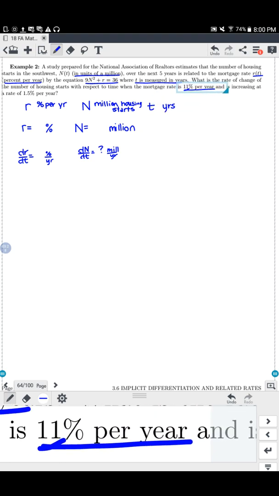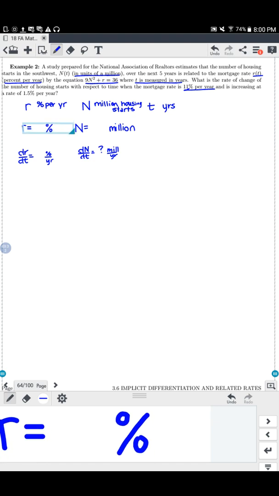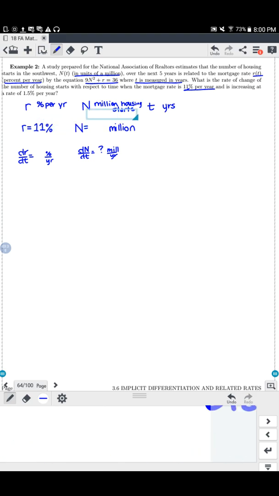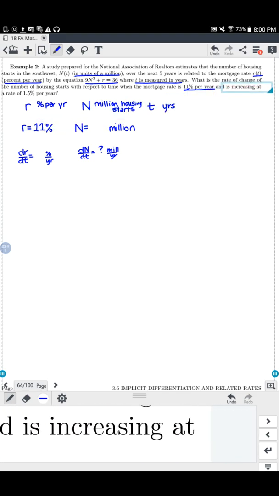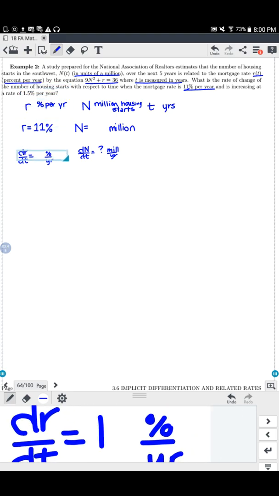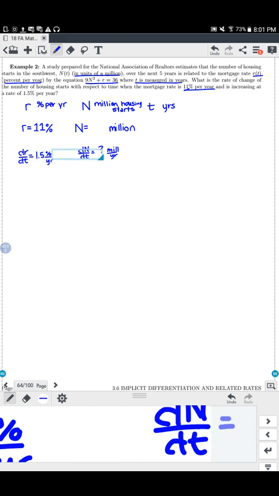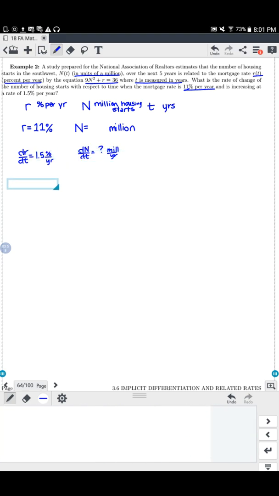And the mortgage rate is 11% per year. So the mortgage rate that it's set at right now is 11% per year and is increasing at a rate of 1.5% per year. So I have its rate of change. It's increasing, so I'm going to write my derivative as being positive. If it was decreasing, I'd write negative 1.5%. But it's increasing, so we have a positive rate of change, and it's 1.5% per year.